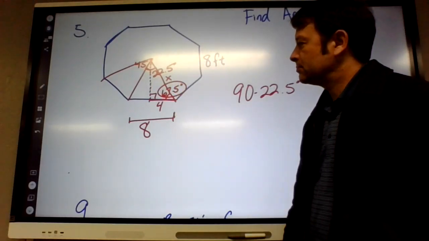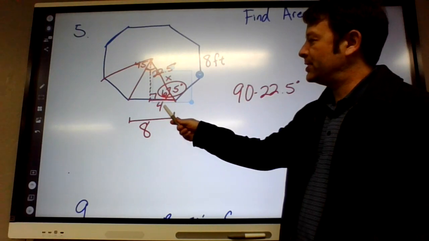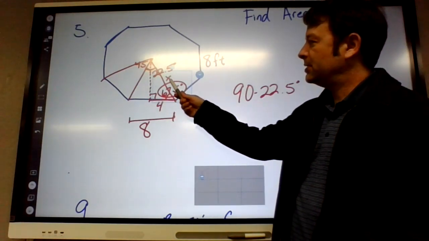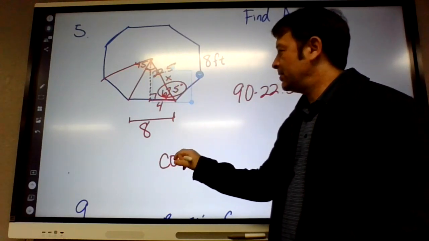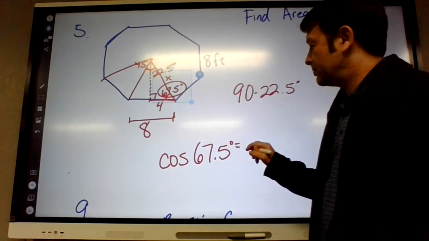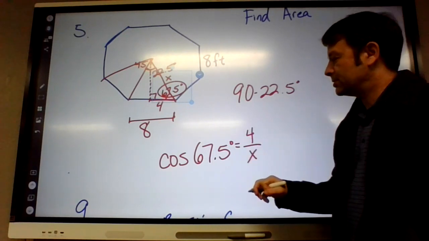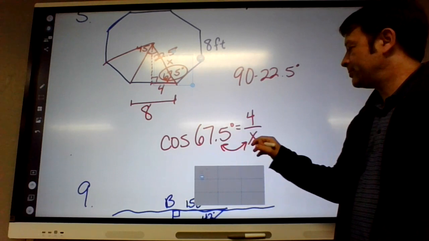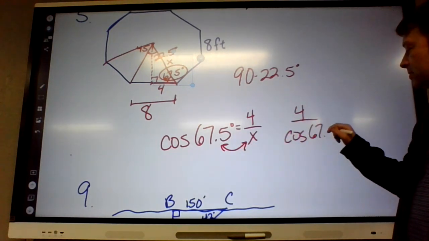Good question. Relative to this angle, 4 is the what? Adjacent. And this is the, which trig function? Cosine of the angle equals adjacent over hypotenuse. Then you switch places. Those two swap. So it's 4 divided by cosine of the angle.